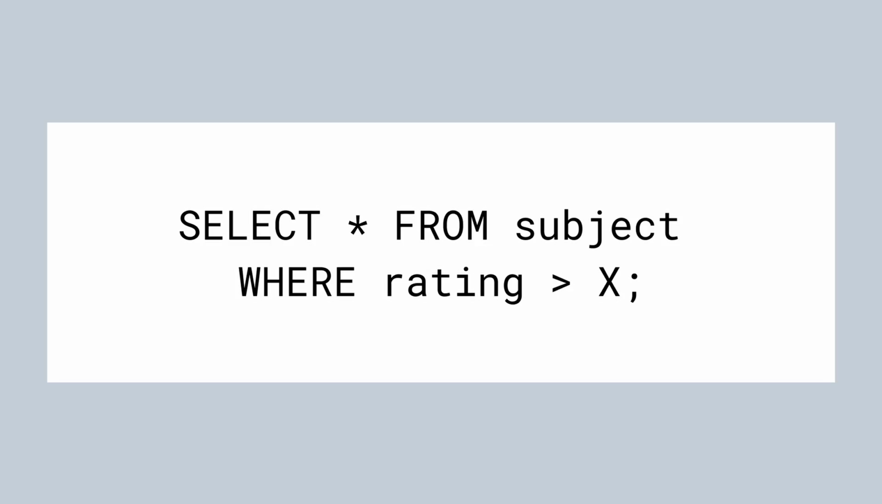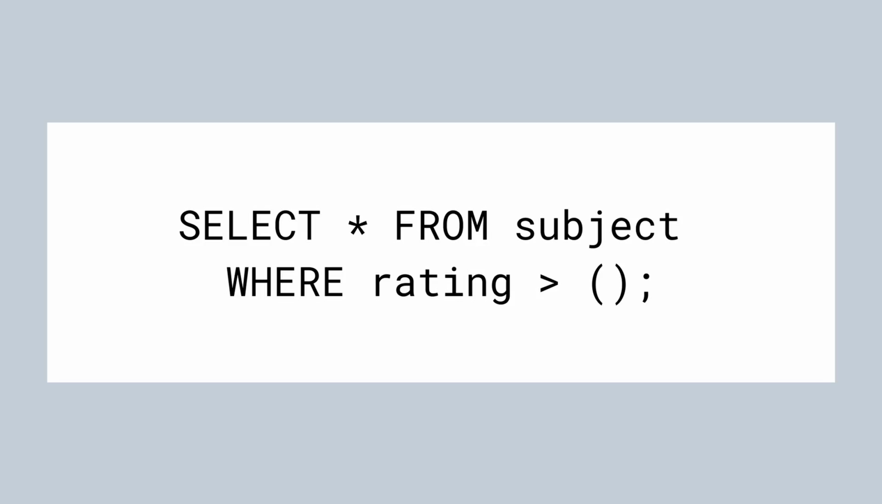We'll start by writing a query which should select all rows with a rating value higher than a value named X. You can see the query on the screen now. This is the first step in writing our final query. Now, in the second step, we need to replace X with a subquery, so we'll put an empty pair of brackets instead of X first.